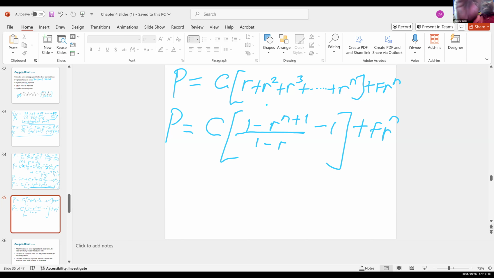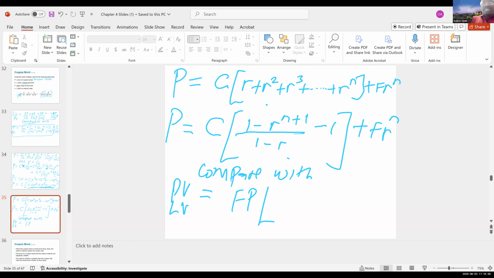Okay, so you got this. This is a formula that got programmed underneath the financial calculator for the coupon bond, and we're going to be doing an example. Compare this with the formula for the fixed payment loan, which we found to be: the present value, or the loan value, was equal to the fixed payment times (1 minus R to the N plus 1 over 1 minus R, minus 1).